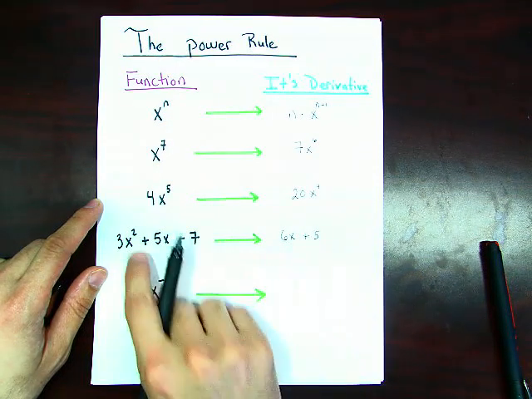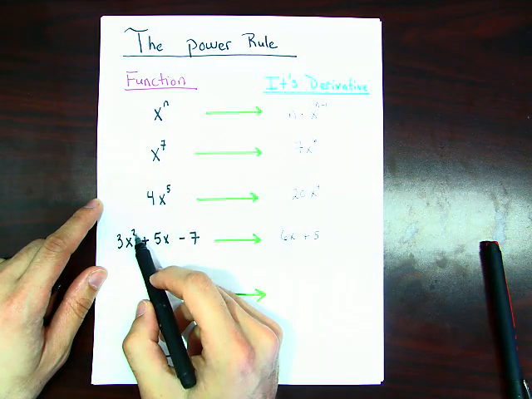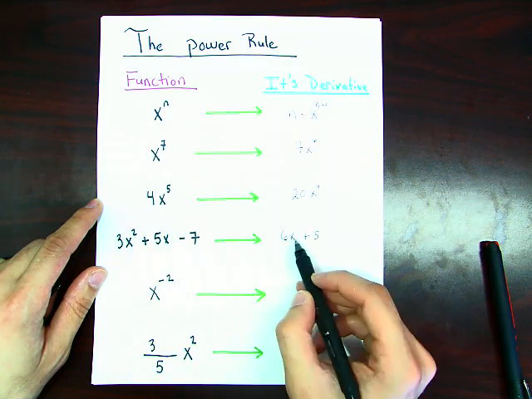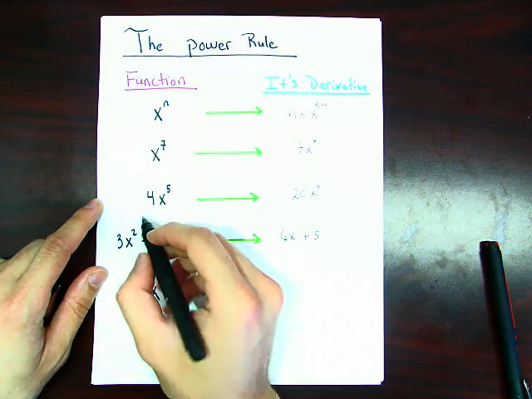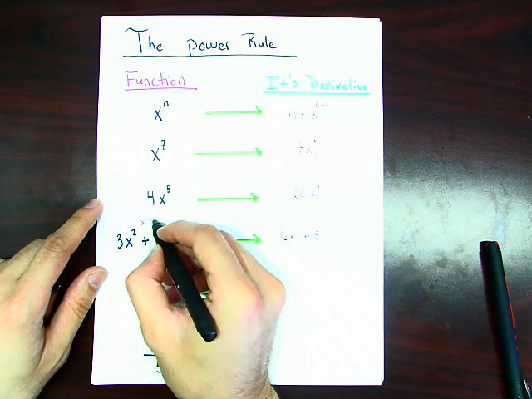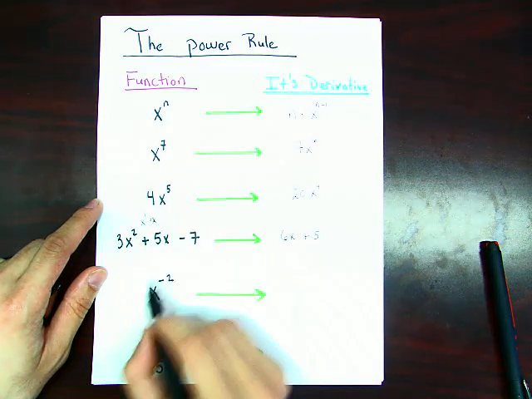And that's it, right? Because just real quick, for this one, 2 times 3 is 6x. And then 2 minus 1 will just be x to the 1. But remember, x to the 1 is just equal to x.